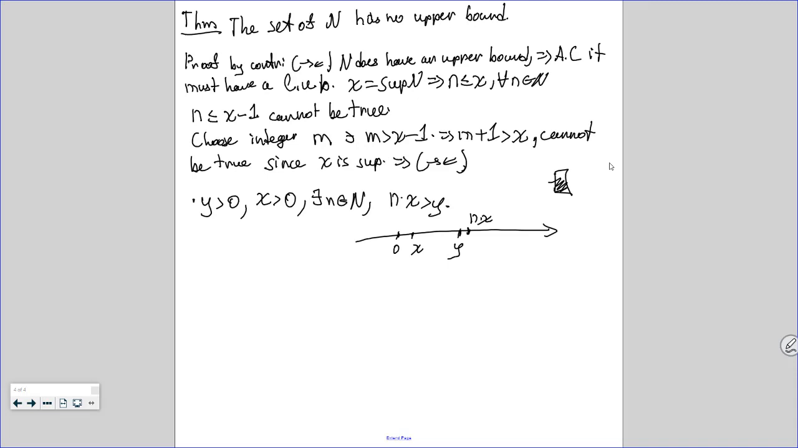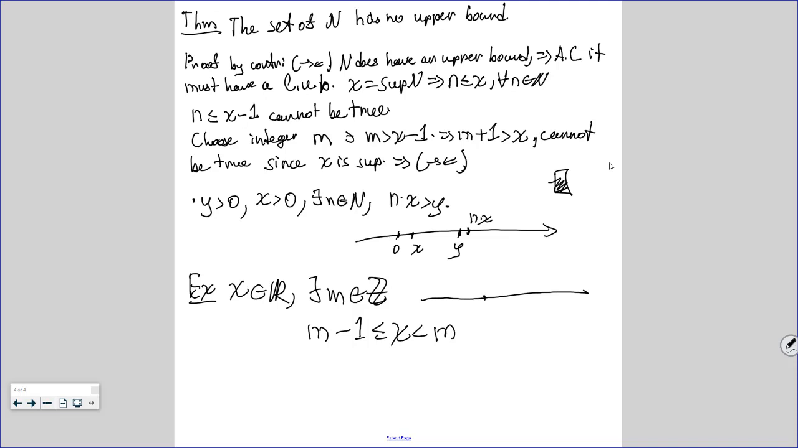Now let's use the Archimedean property and the axiom of completeness to do one more example. What we want to prove is that if x is some real number, then there exists an integer m such that m minus 1 is less than or equal to x, which is less than m. Geometrically, if you give me some real number, I can always find consecutive integers such that x is between them.